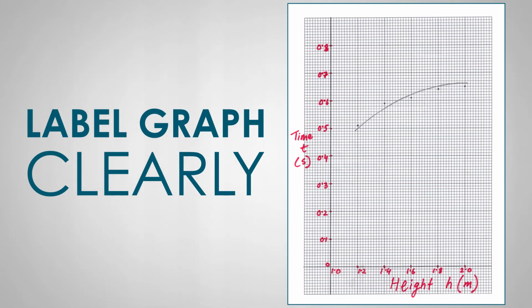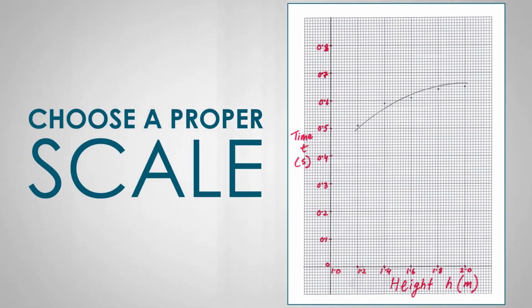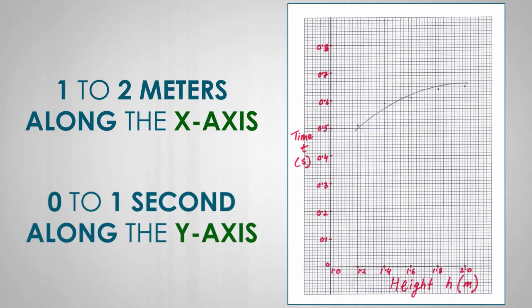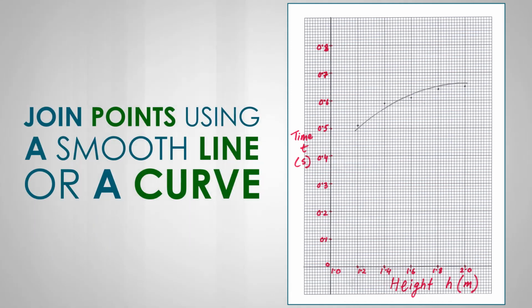Label the axis clearly with the quantity being plotted and its units. Choose a proper scale. In this case, it is sufficient if we plot from 1 meter up to 2 meters along the x-axis, and from 0 second to 1 second along the y-axis, since all the data points lie between that range. Once all the points are plotted, join them using a smooth line or a curve. Do not draw lines from point to point.